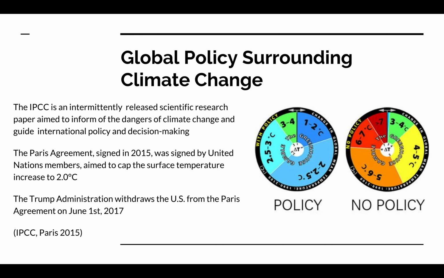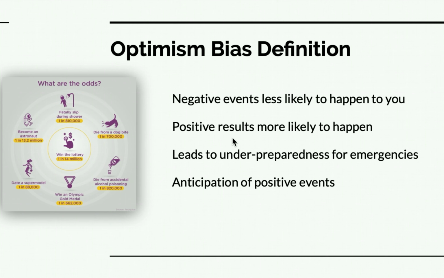We're going to switch focus and introduce the idea of optimism bias as an inhibitor for mitigating climate change. Optimism bias is the belief that negative events are less likely and positive events are more likely, which leads to underpreparedness for emergencies such as climate change.